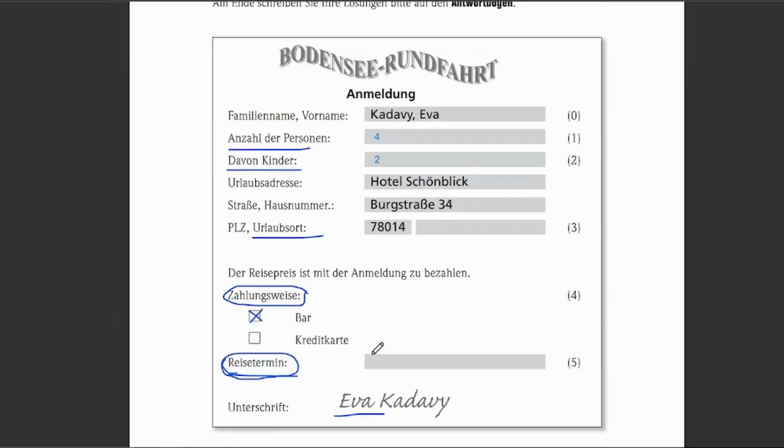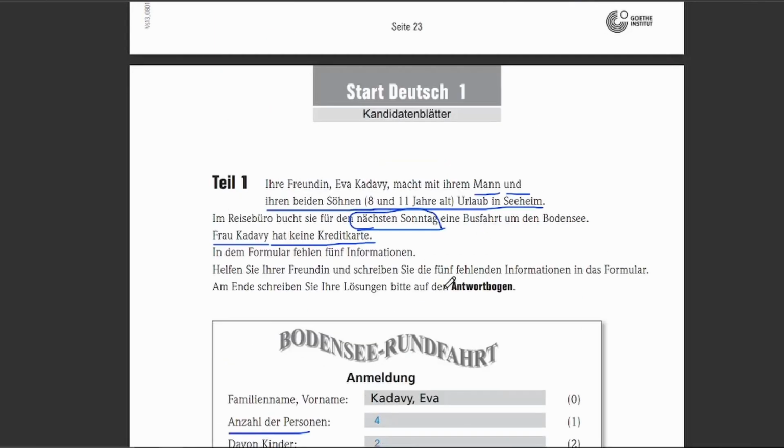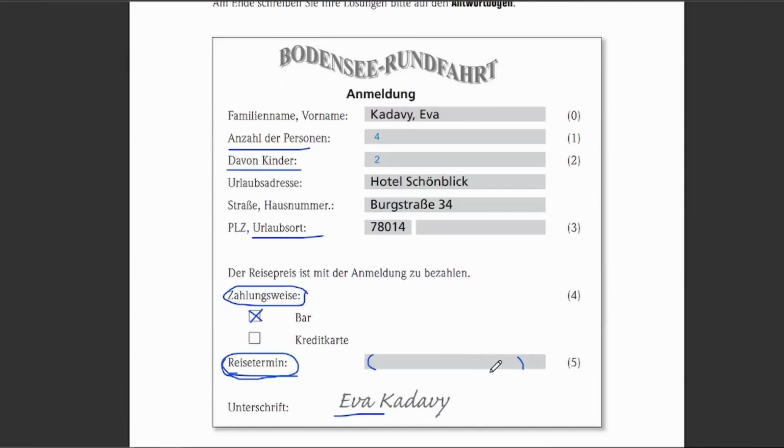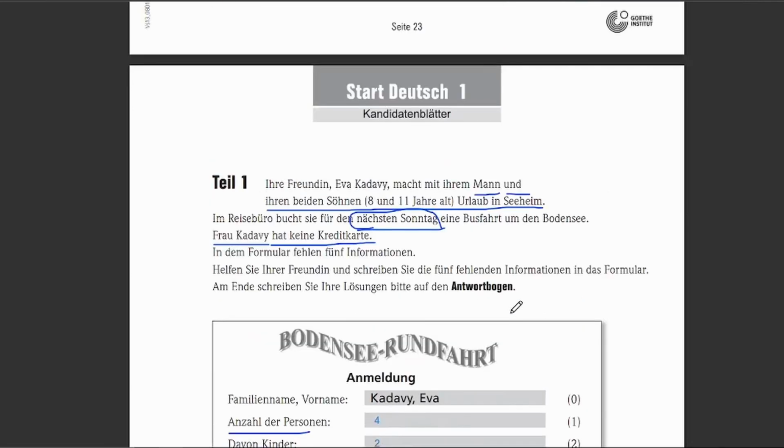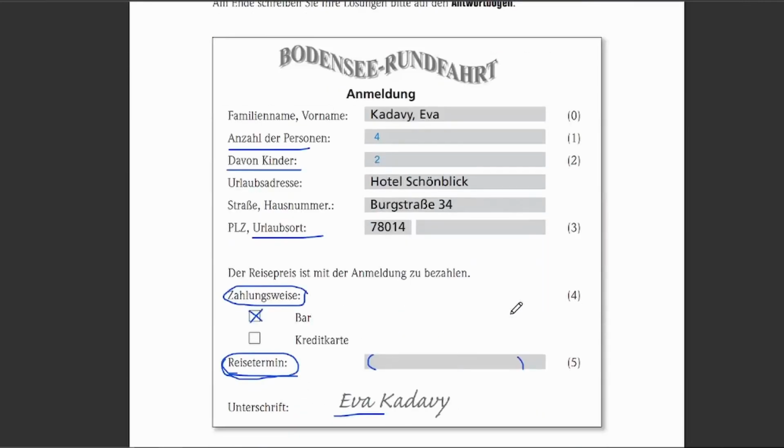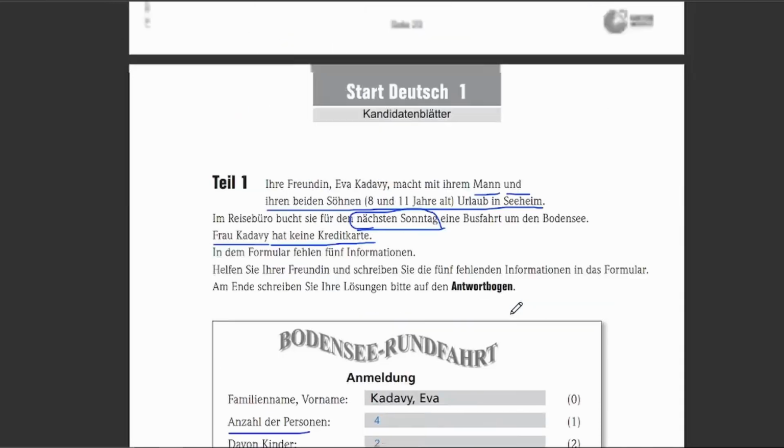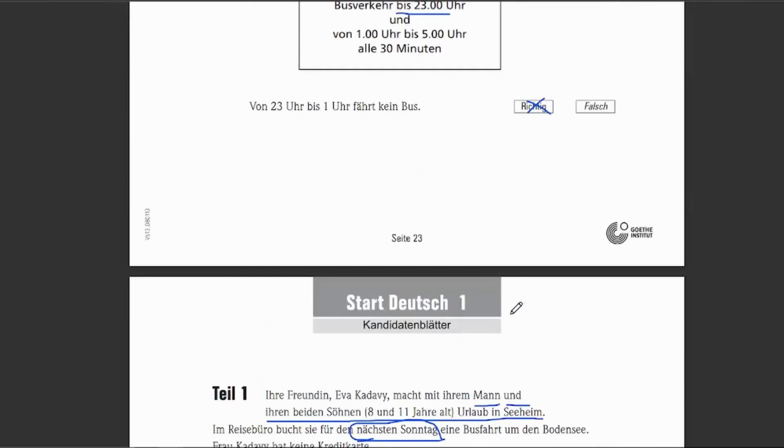Reisetermin, generally Datum, a date is required. Of course you can check the date and write the date, write nächsten Sonntag, and then what date it is, just write the date of the next Sunday. Would be awesome. All right, this is the very basic one, right? And I'm happy to do it for next levels as well.